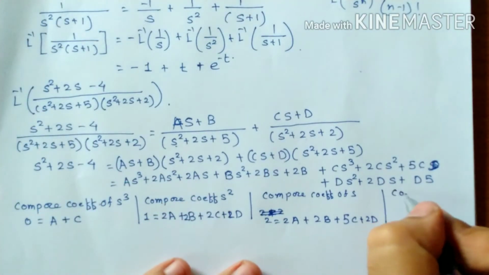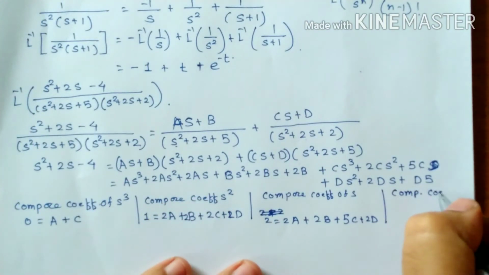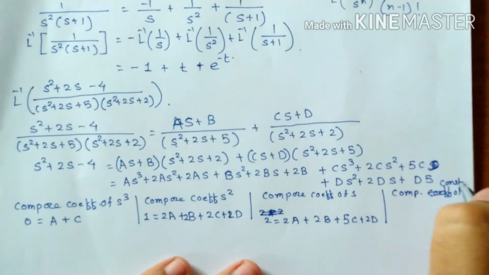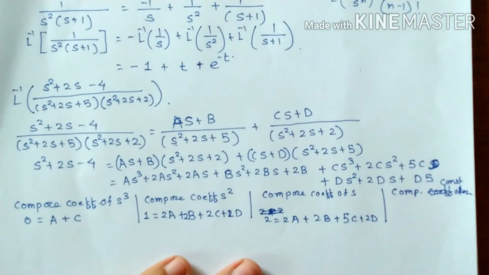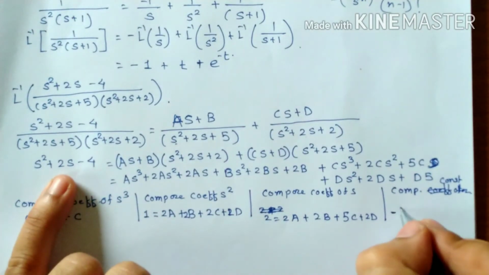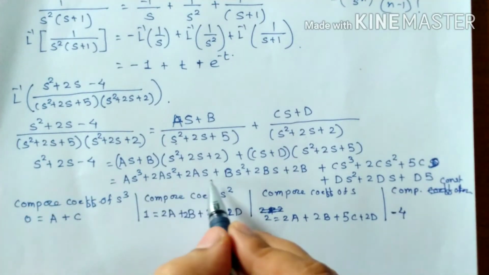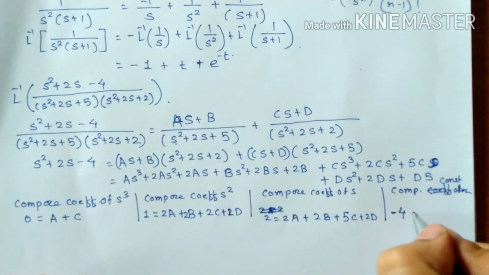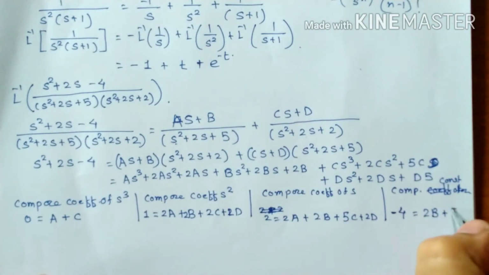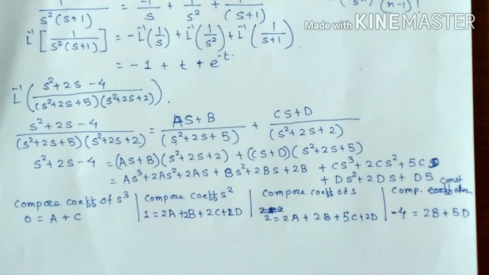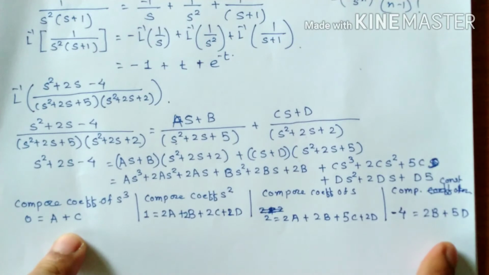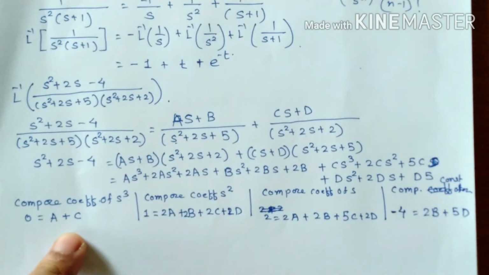And finally, compare the constant term. So on the left, the constant term is -4. There is no constant here. Okay, now I'm getting 2b as a constant term, and finally 5d as a constant, this way. So this means you have the total 4 equations having the constants a, b, c, d, which are unknown for you, and you are supposed to calculate them.